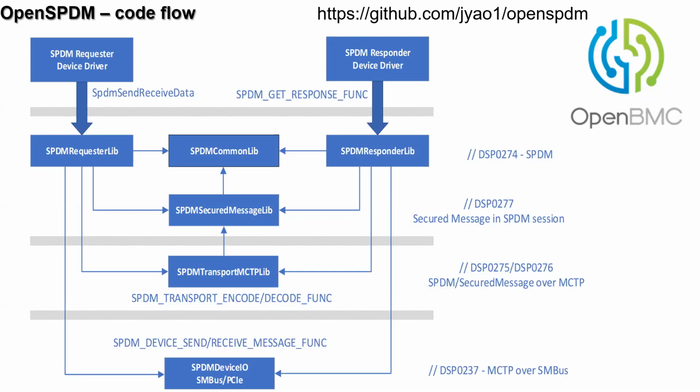Now SPDM will be integrated along with that, so that when the binding layer receives something, the MCTP layer will consume it, and if the MCTP message type is SPDM, it will be given to the SPDM requester library so that SPDM can respond to the messages. That's what we are planning to integrate.